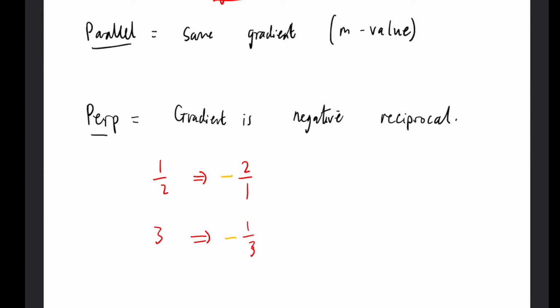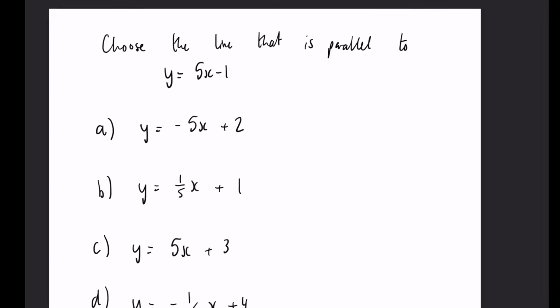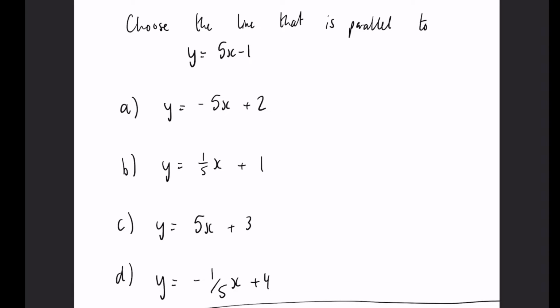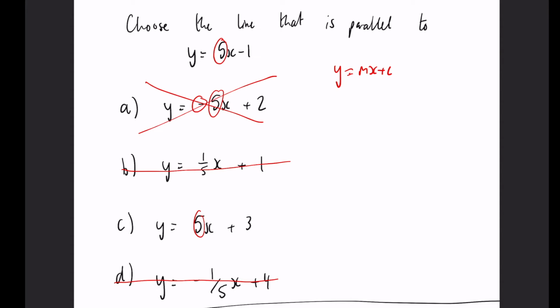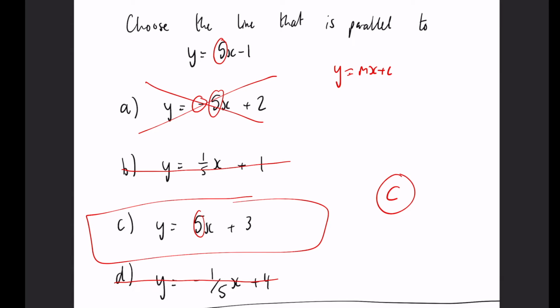Now this is useful in the next two questions we have here. So, choose the line that is parallel to y equals 5x minus 1. If we think back to our definition of a parallel line, it is when the m value in y equals mx plus c is the same. So we need to find another answer that has an m value of 5. Now straight away we can see that this one is a fifth and this one is minus a fifth, so that can't be the case. These two both say 5. However, this one is negative, so it can't be that one because we only have a positive 5x. In which case our answer is C. Hopefully that will make sense.